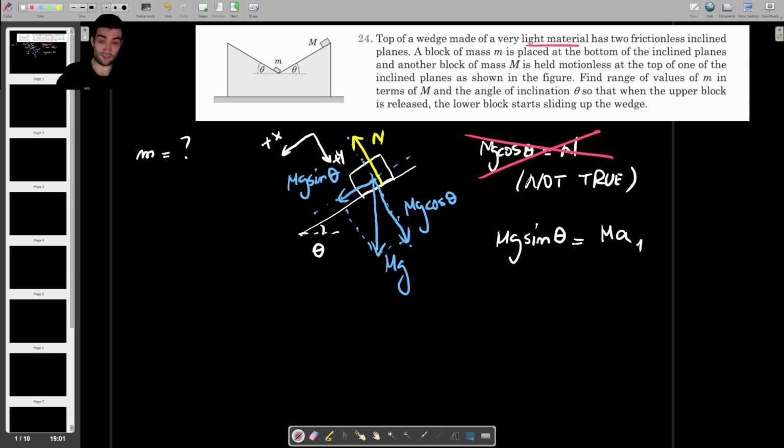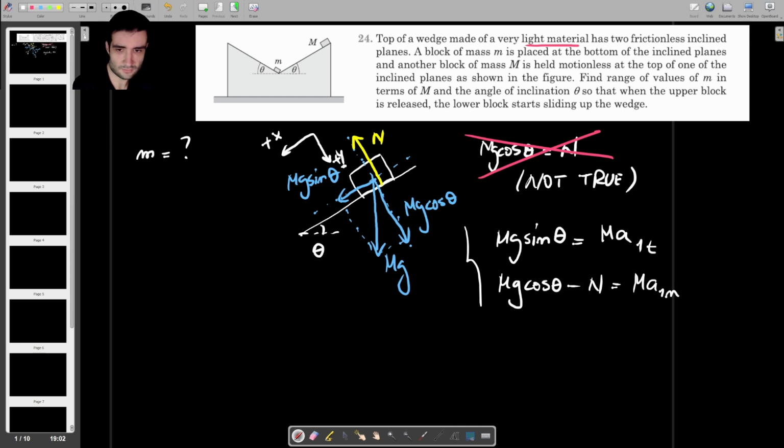This is the tangential component of the acceleration of m, and we also have mg cos theta, which is positive because it's going in our positive y direction, how we defined it, minus N, and this is equal to big M times a1n, and I'm going to call this a1t actually, just to differentiate between the two. One is tangential, one is normal. Okay, now what we have next is, I'm not going to do the free body diagram of small m yet.